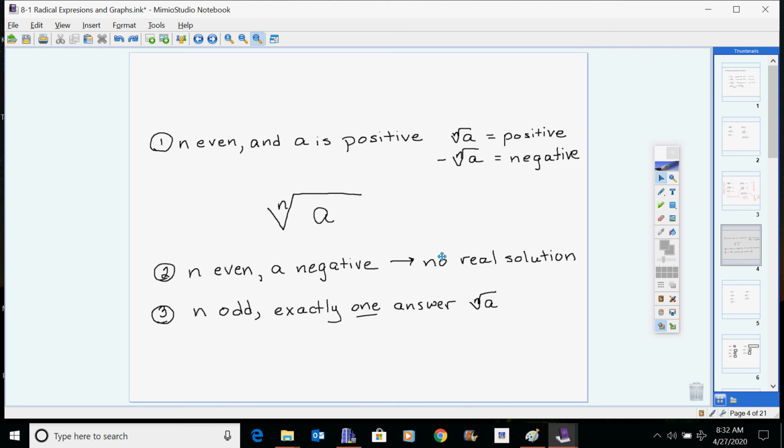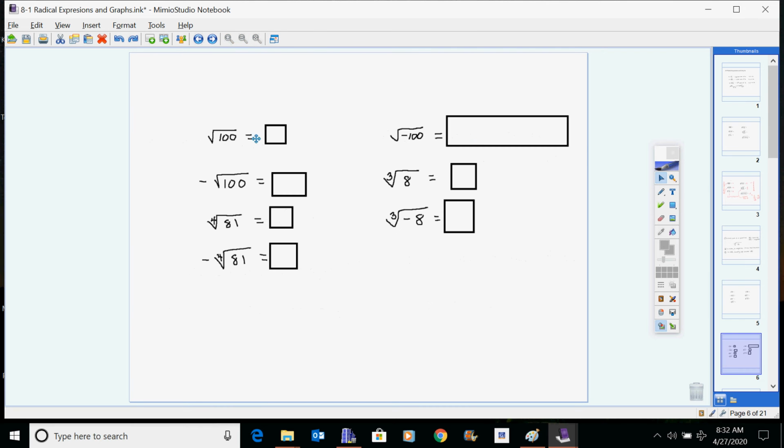Just if you have a square root or a fourth root or a sixth root, any even root of a negative number, there's no real solution. And if you have an odd index, there's going to be exactly one correct answer, not more than one. So we've got some examples here so that you see what I'm talking about with those.